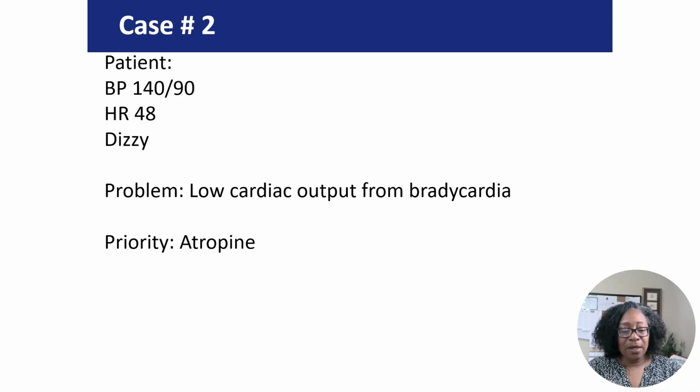Number two, patient's blood pressure is 140 over 90. Their heart rate is 48. So the low heart rate means that there is low cardiac output. And your patient has the symptom of dizziness. So you know that the patient has a low cardiac output because of the bradycardia. And you may see an order for atropine that you'll have to administer to your patient.